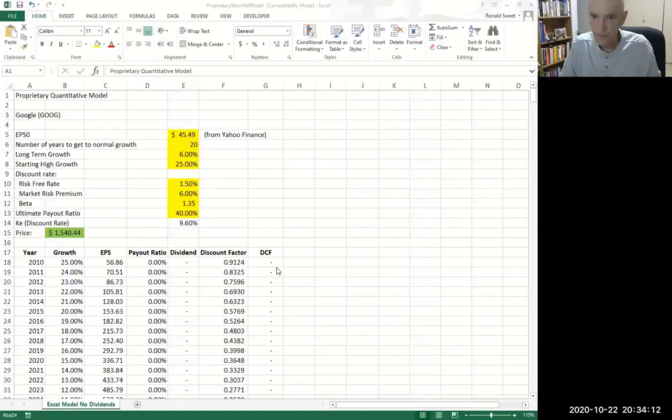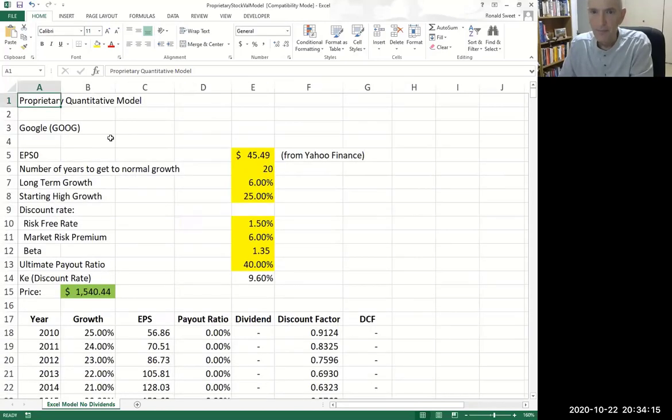I did it for Google. So what I do for Google, it looks a lot like the H model. What I did is I entered their current earnings. You can get that off of Yahoo Finance. Here's my H, essentially are 2 times my H, 20 years, so my H would be 10. So 20 years to get from long-term growth. So I'm using 6% for their long-term growth. I'm doing their starting growth at 25% because Google has been growing really fast recently. Here's my discount rate down here, 9.6%.